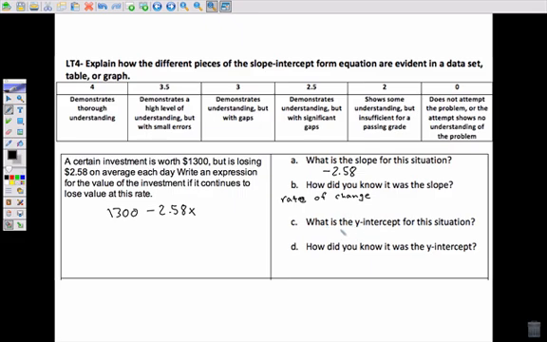So what is our y-intercept for this situation? That would be like our starting value. So that's our 1,300. That's how much it's currently worth. How did I know it was the y-intercept? This is the beginning value. So before this investment starts losing $2.58 each day, at 0 days, the beginning value is 1,300. Okay.